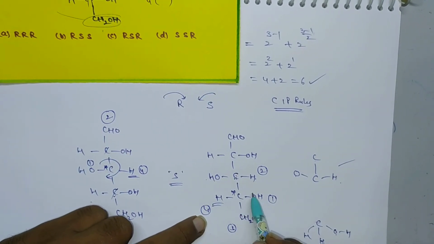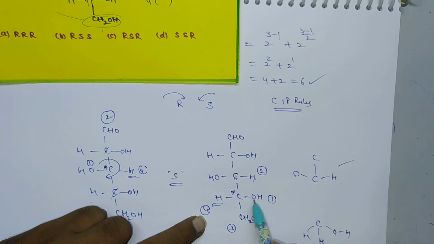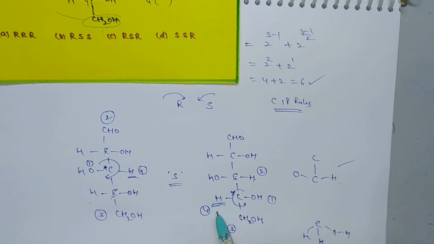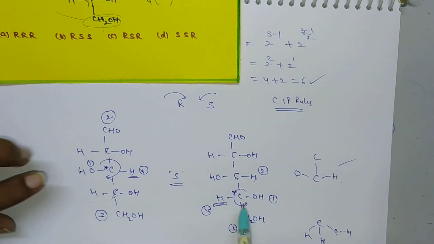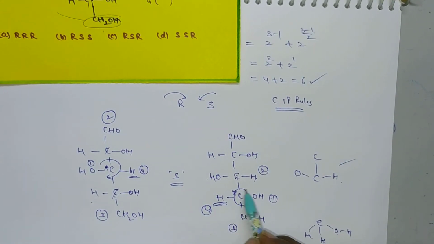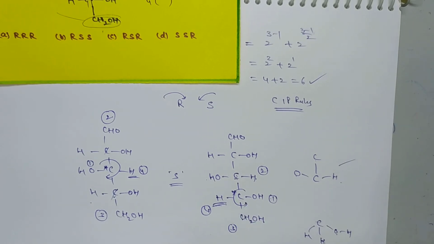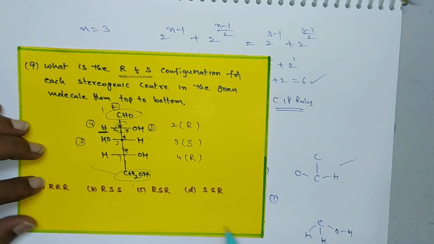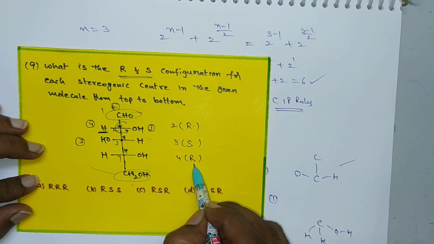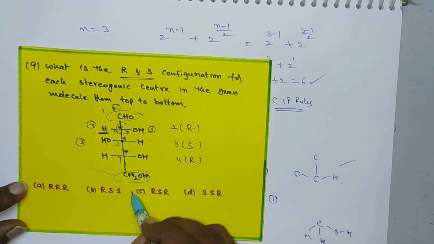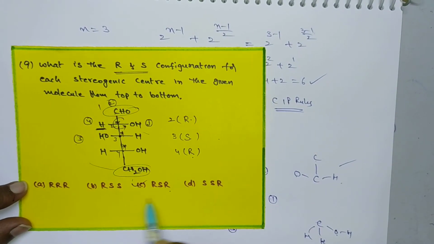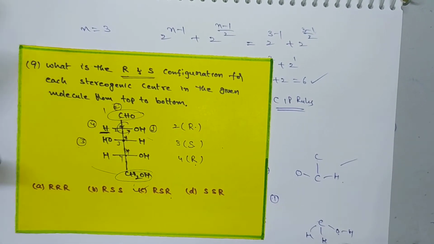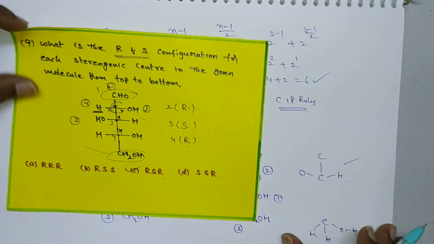The decreasing order of priority 1, 2, 3 is in anti-clockwise direction. But the lowest preferred element is in horizontal position, so we have to invert the configuration. Anti-clockwise means S generally, so if you invert it, it will become R. So that is R. Okay, R, S and R. Here it is, R, S, R. Okay, clear? In this way you can solve any problem based upon stereoisomerism.